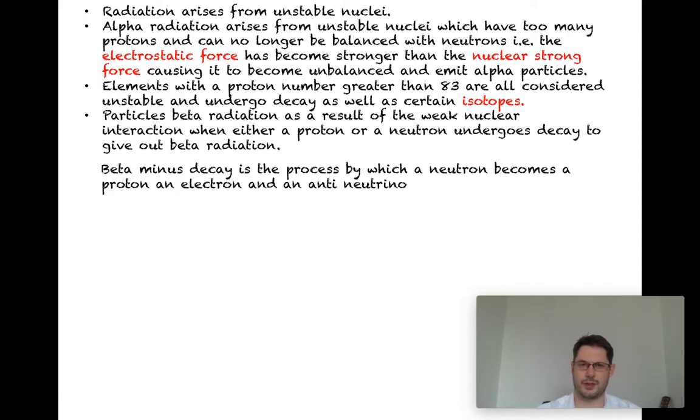Also from this, the last point there is that beta radiation is a result of what we call the weak nuclear interaction. This is another force at play, and it is responsible for a proton or a neutron giving out beta radiation. Okay, so what is beta decay then? Beta decay is the process by which a neutron becomes a proton, an electron, and an antineutrino.